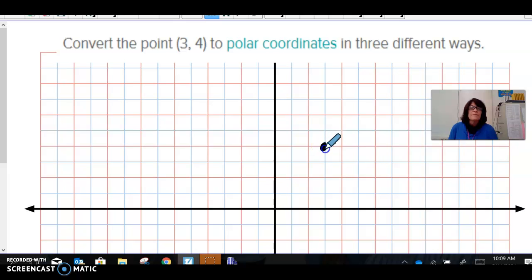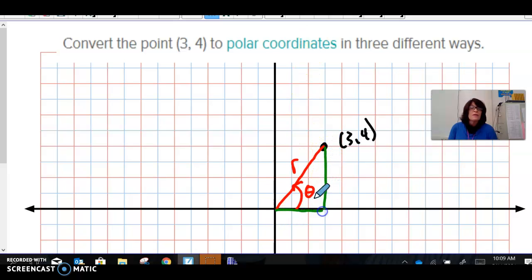Here's 3, 4. There's only one 3, 4. Just one. Okay? I would like to also be able to plot 3, 4, but I would like to call it r, theta. All right? So, in other words, I need to know this distance r. I need to know this angle theta. That's what I'm asking, so that I would still plot it at the same spot.